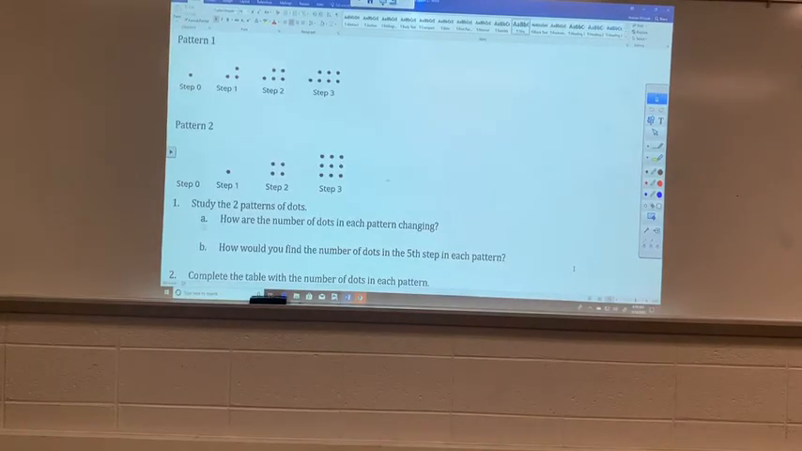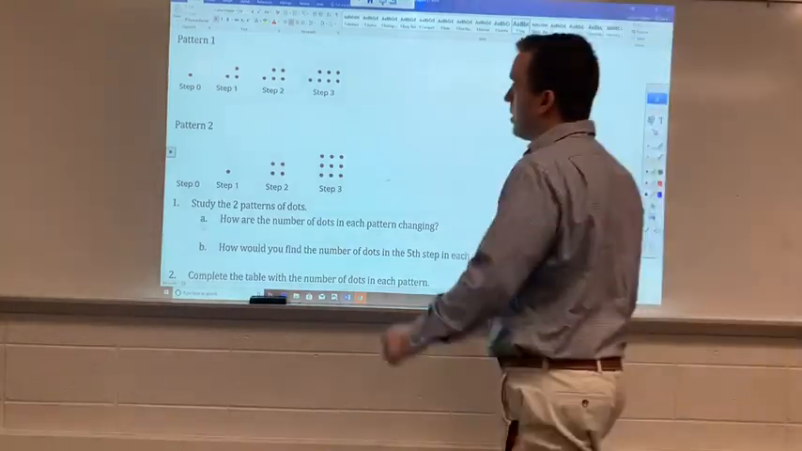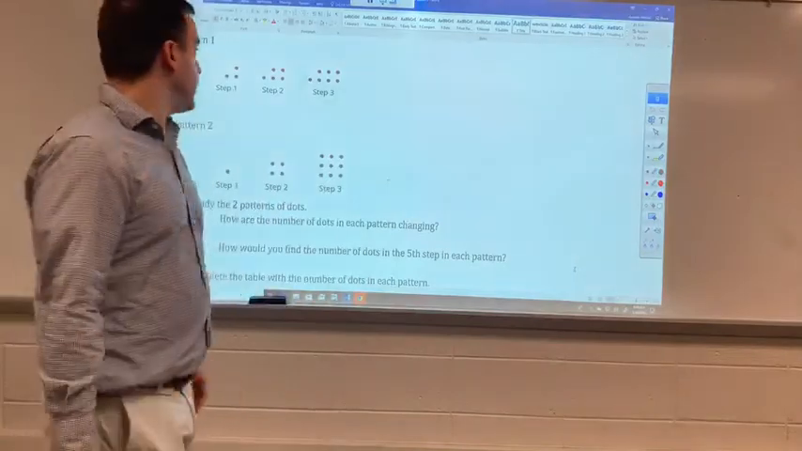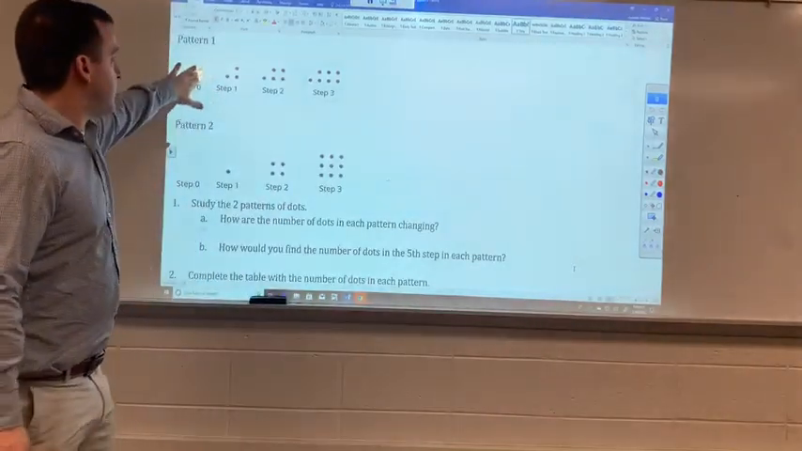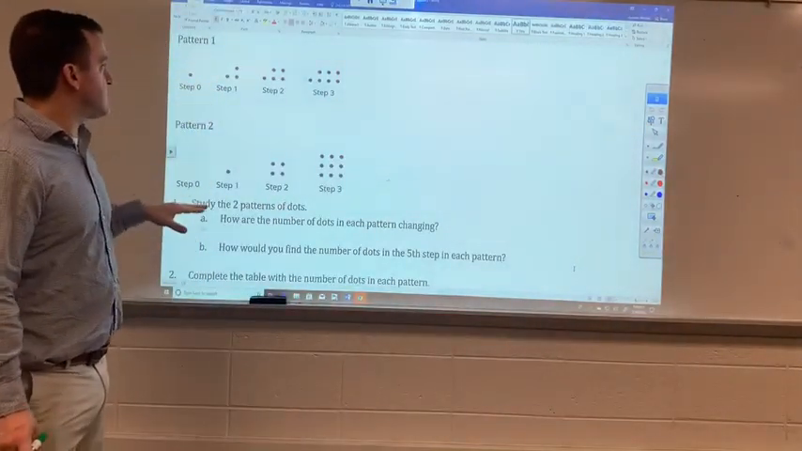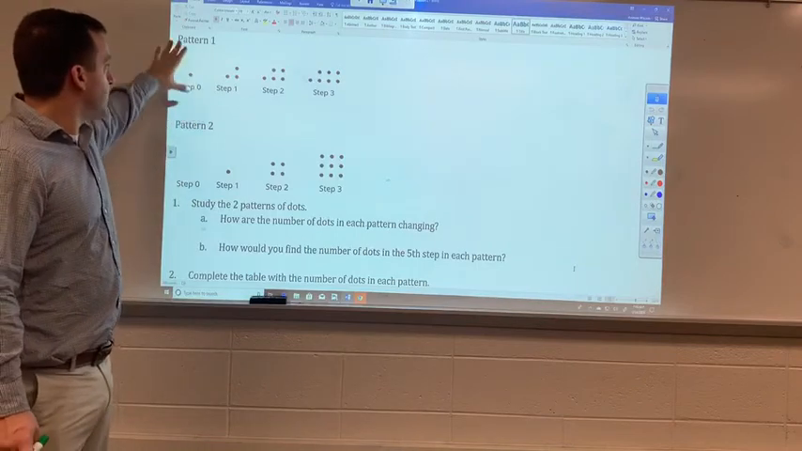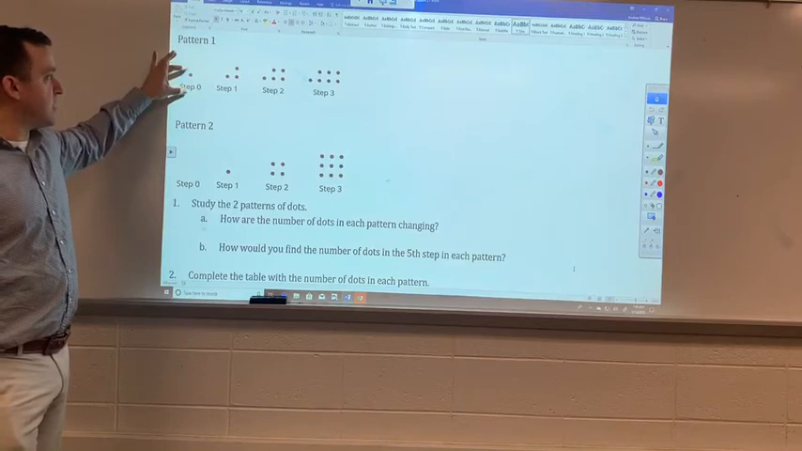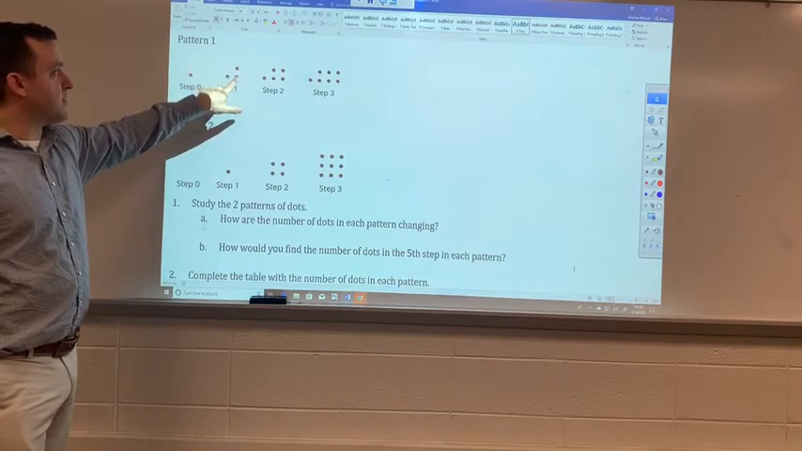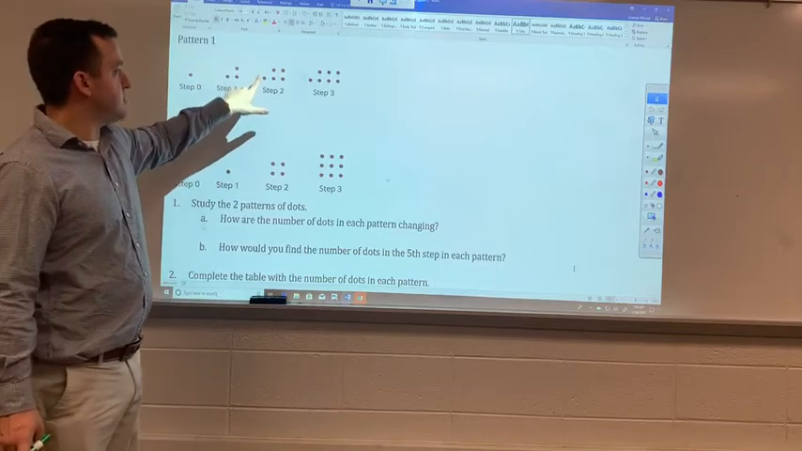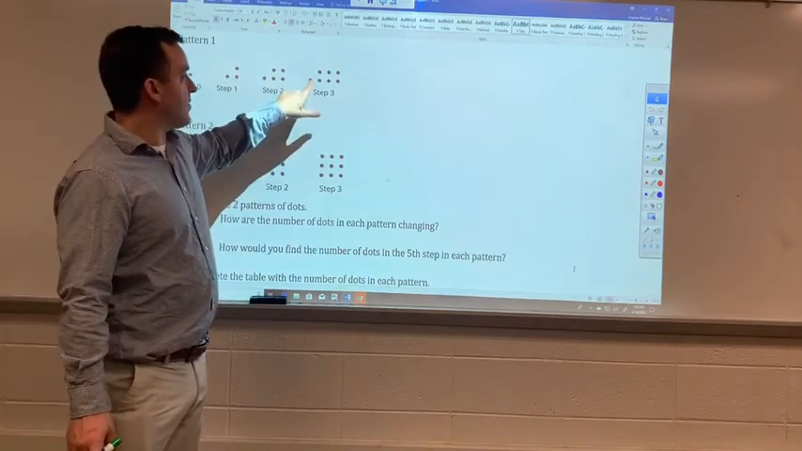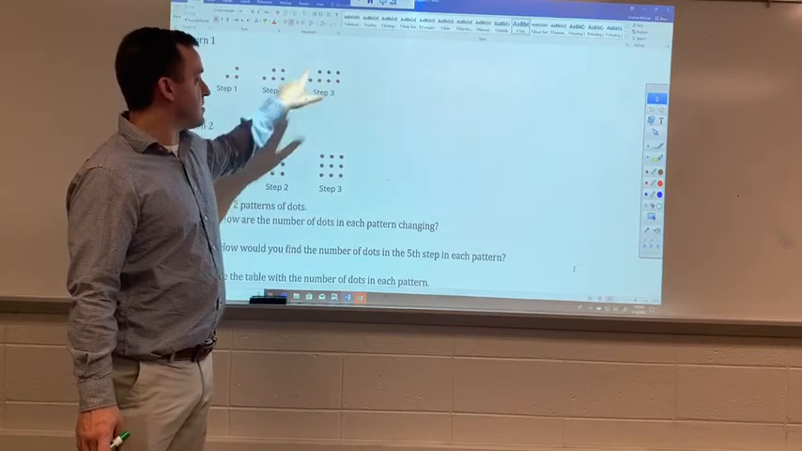Okay, ladies and gentlemen, so this is Unit 4, Lesson 2. It's called How Does It Change? So we're looking at little different patterns and patterns of dots here. As we look at the 2 patterns, we see this pattern in step 0, there's 1 dot. Step 1, if we count the dots, there's 3. Step 2, there's 5. Step 3, there's 7.